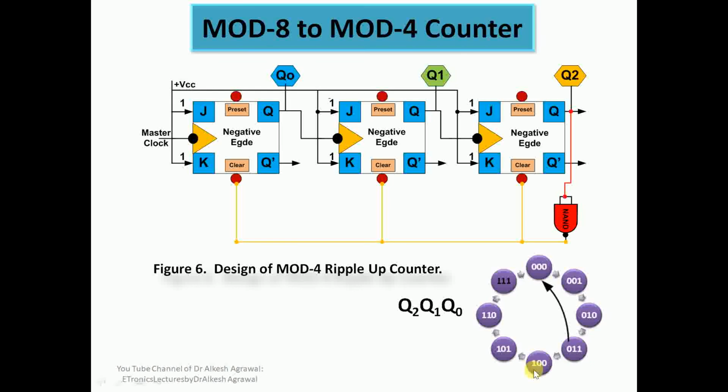Here you can see the q2 output is 1 for the first time. Here it is 0 0 0 0, and here it is 1. So this is 1 for the first time. So I have connected the q2 output to a NAND gate. The moment q2 is 1 for the first time, the NAND gate output will be 0. It will clear all the stages of the JK flip flop, and q0, q1, and q2 will all be cleared to 0. So from 011 directly it will reach 000.